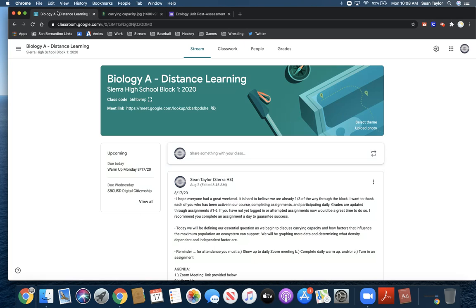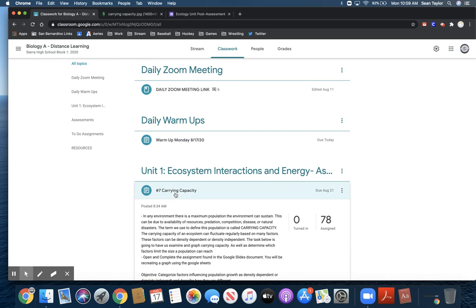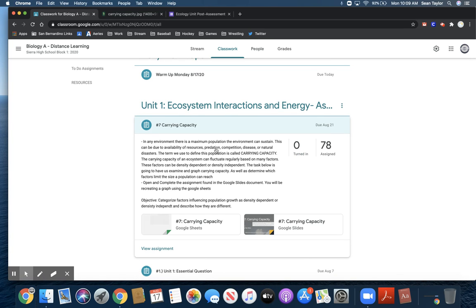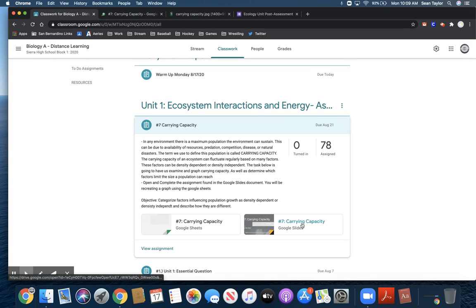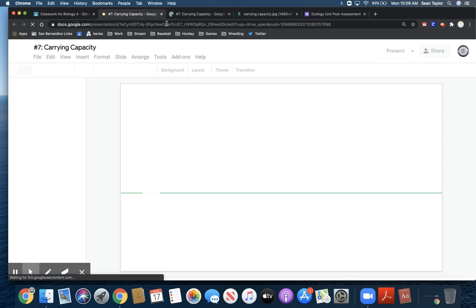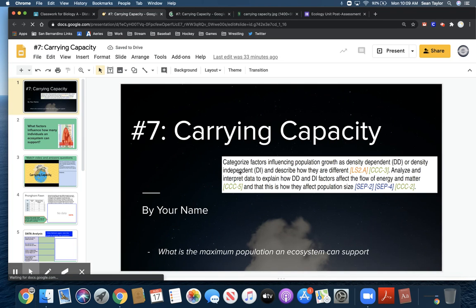So we're going to examine this idea of carrying capacity with assignment number 7. You can go ahead and read the information, but you will need the Google Sheet. You will need the Google Slide, because we will be doing a little bit of graphing again. And here's the task itself. So here's our objective for this assignment.